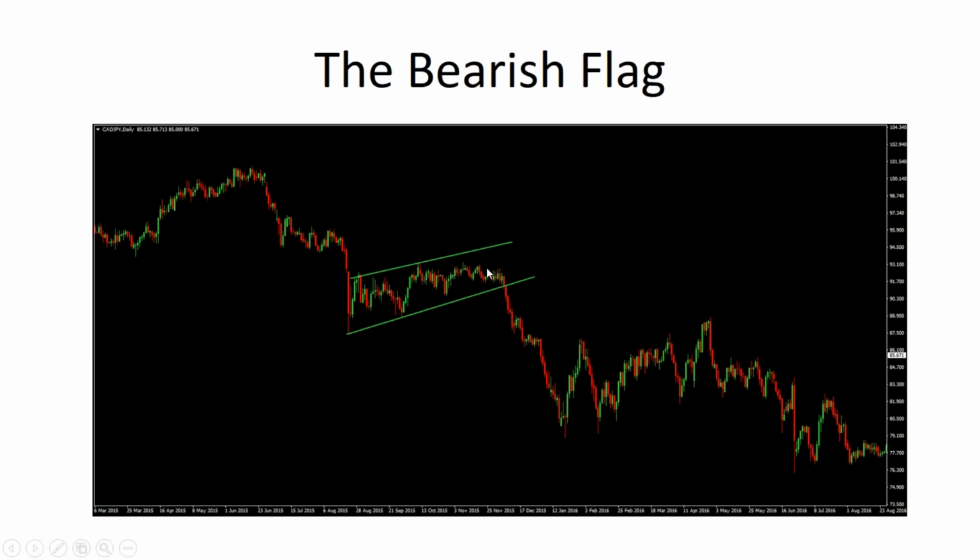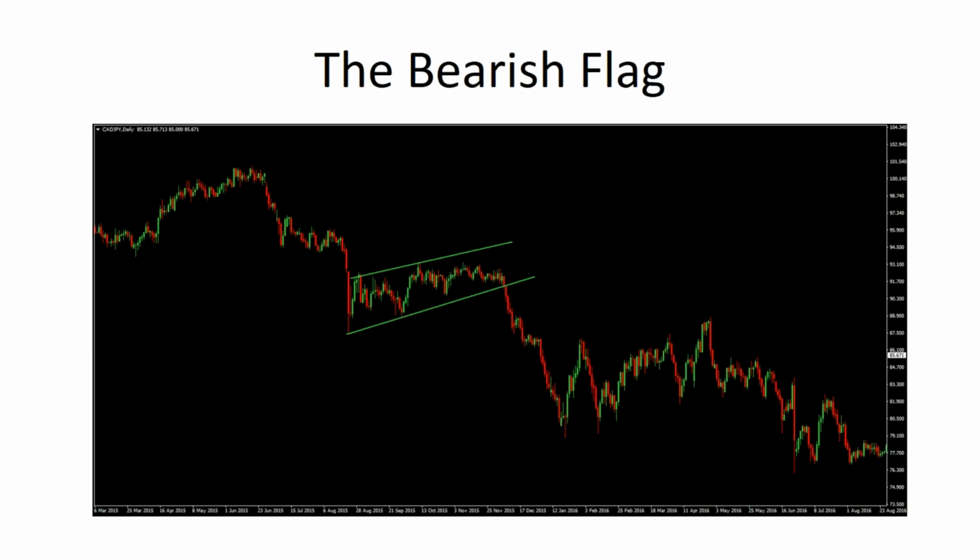So you can see here that price broke down and traded off fairly solidly down to this point before we got a reversal. So again, another really simple, straightforward pattern that can give you really powerful entry points to the market.